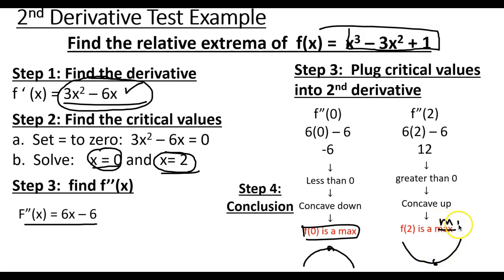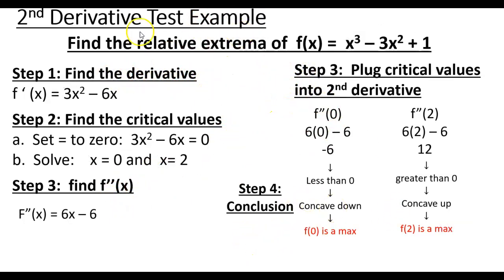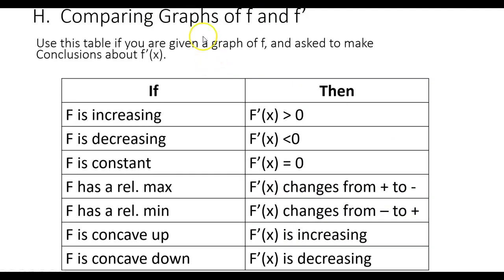So this is an error. I need to fix that. That should say minimum. You can actually even add this too, because they're relative minima and relative maxima, so you might want to put the word rel on there also. But that's the second derivative test. So find the derivative, find your critical values, find your second derivative, plug those critical values in, and come to your conclusion. All right? Let's go ahead and move along here.